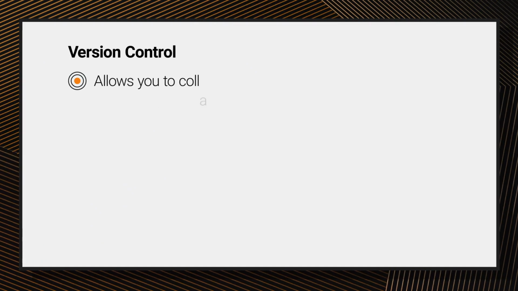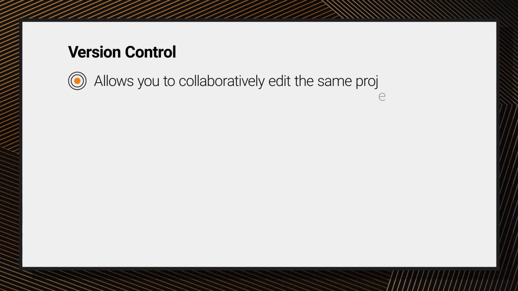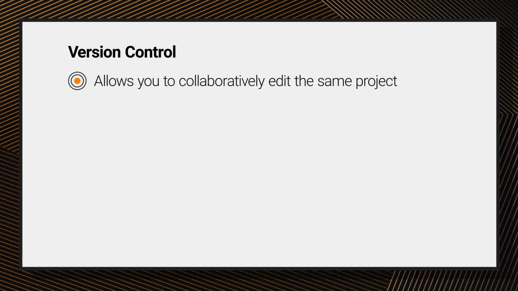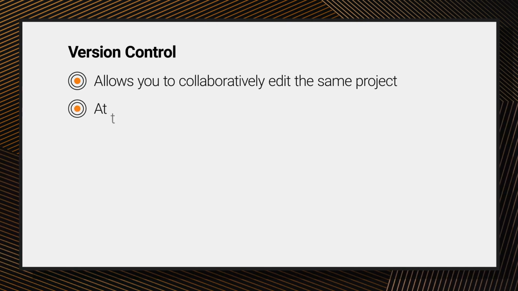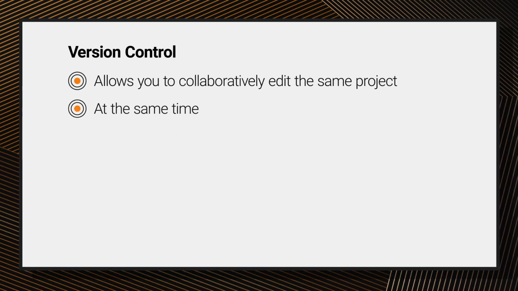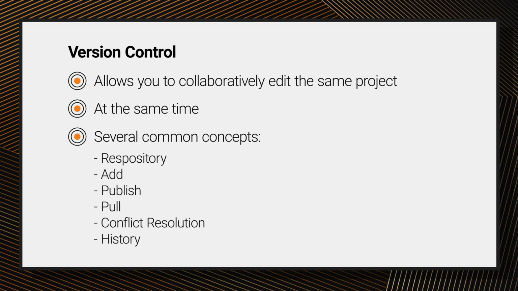Version control allows multiple people working on the same project to collaboratively edit that project and do so at the same time. There are several common concepts in almost all versions of version control. One is the repository or the repo. The repo is the online or cloud version of your project.